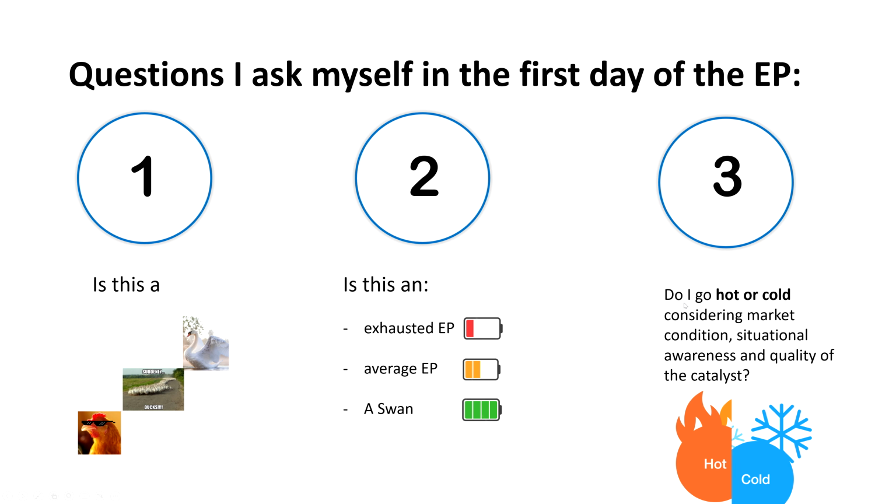And question 3 is you have to define your strategy. Do I go hot or cold, considering market conditions, situational awareness, and quality of the catalyst, meaning that you will go out of it in the first 5 days, or you'll wait a little bit longer. Okay, let's move on.